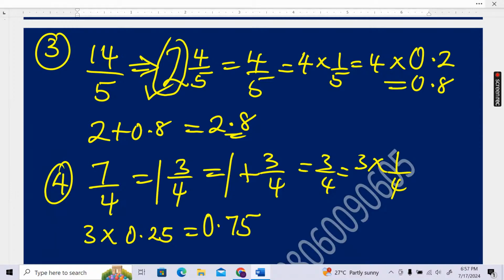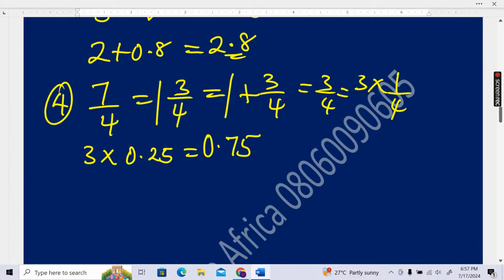So we have to add 0.75 to the whole number 1. Don't forget we have one whole number. So that will be 1 plus 0.75, and that's equal to 1.75. I hope this is very clear.